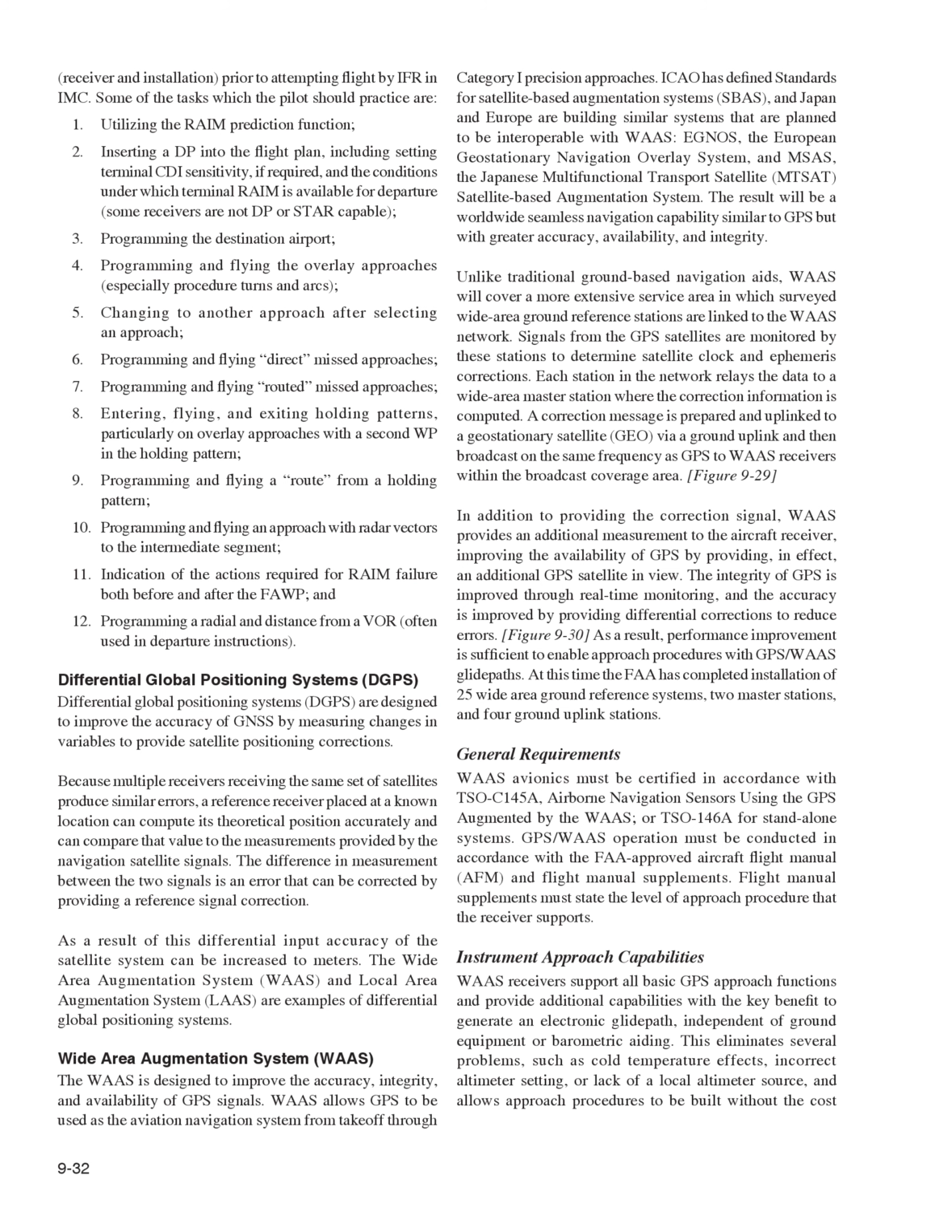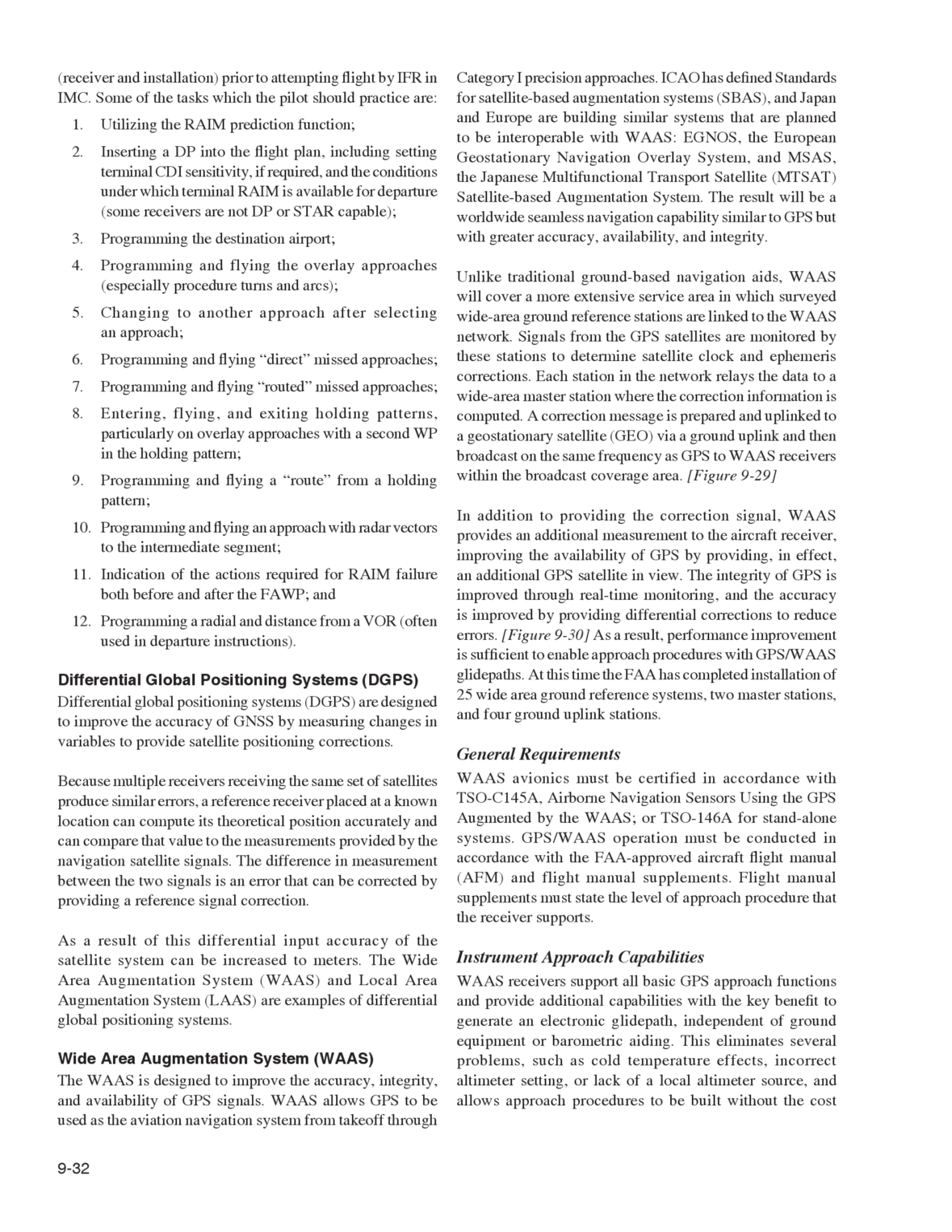Unlike traditional ground-based navigation aids, WAAS will cover a more extensive service area in which surveyed wide-area ground reference stations are linked to the WAAS network. Signals from the GPS satellites are monitored by these stations to determine satellite clock and ephemeris corrections. Each station in the network relays the data to a wide-area master station where the correction information is computed. A correction message is prepared and uplinked to a geostationary satellite, GEO, via ground uplink and then broadcast on the same frequency as GPS to WAAS receivers within the broadcast coverage area.